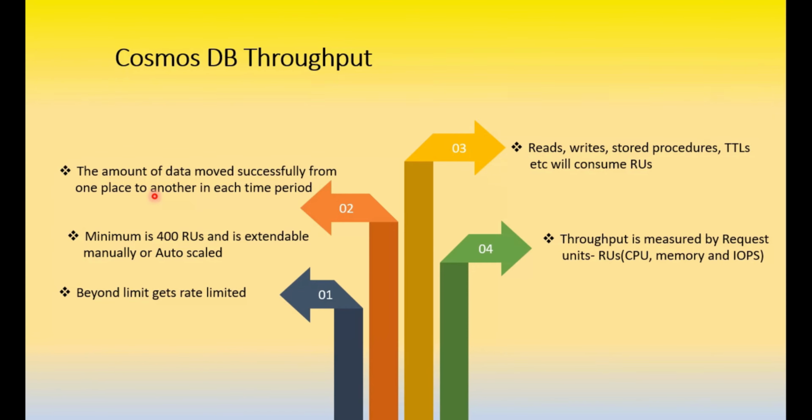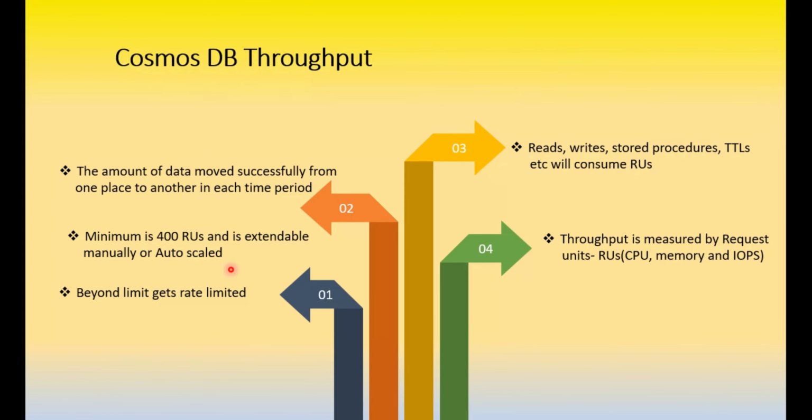Whatever input we are giving might be any operation for that matter. You want to read the data, you want to insert the data. That is the input and output. When you say the other end, that means you will get the result back, or you will get the record inserted. That is what we are defining as Cosmos DB throughput.